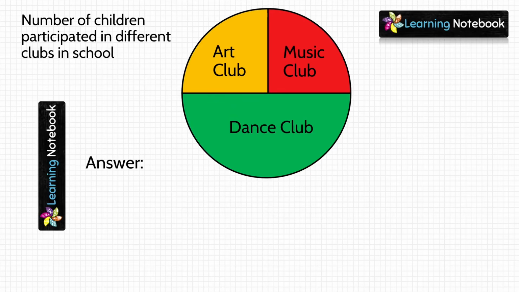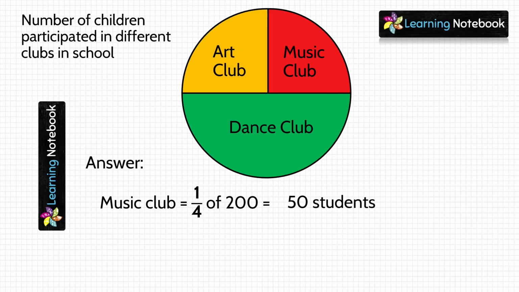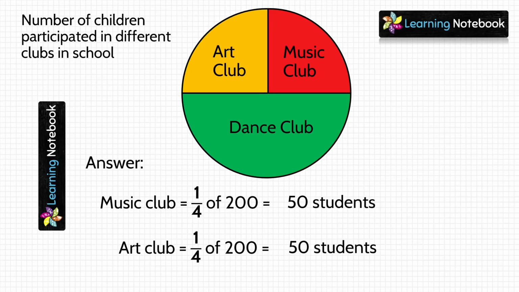Now let's find number of students in music club. Since music club is represented by 1/4 of the circle, so number of children in music club would be 1/4 of 200, which is equals to 50 students. And in the same manner, art club is also being represented by 1/4 of the circle. So, in art club also there would be 50 students.